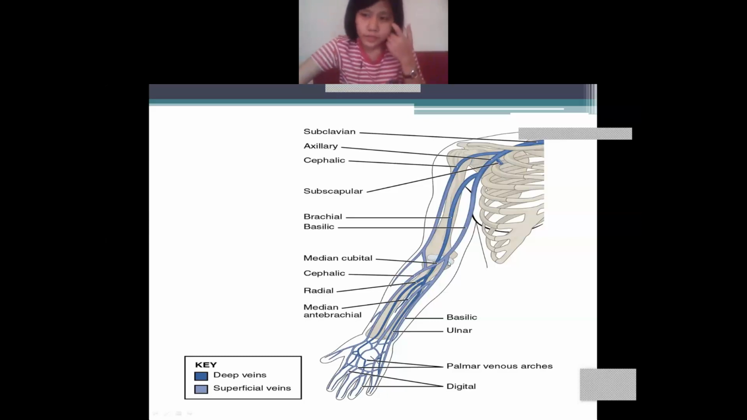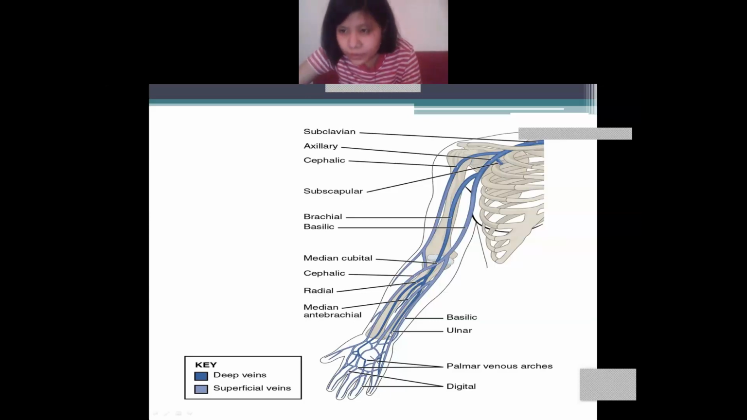The deep veins: first you will find the deep palmar venous arches. This is the palm, right? So this is your palm. Under this you will find your muscles and your tissues. In all these places, your palmar venous arch lies. Okay, the next are the ulnar and radial veins.